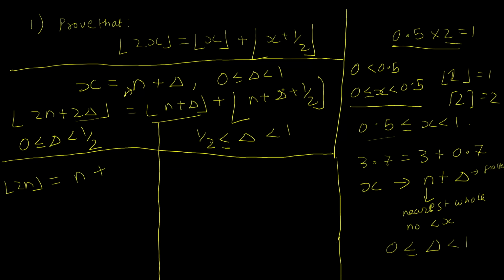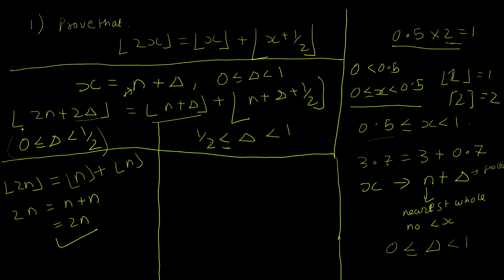But since this is less than 1 by 2, I can ensure this is less than n plus 1, and the floor would still remain on n. So this would just be the floor of n, right? And here's also my floor. But again, these are whole numbers, so I can now remove the floor and see 2n is equals to n plus n. This is equal to 2n, which leads me to an identity, right? So if my delta is between these values, at least I can tell, okay, this expression is true. What about the other range? Is it also true for this range? And if it is, my proof is complete.